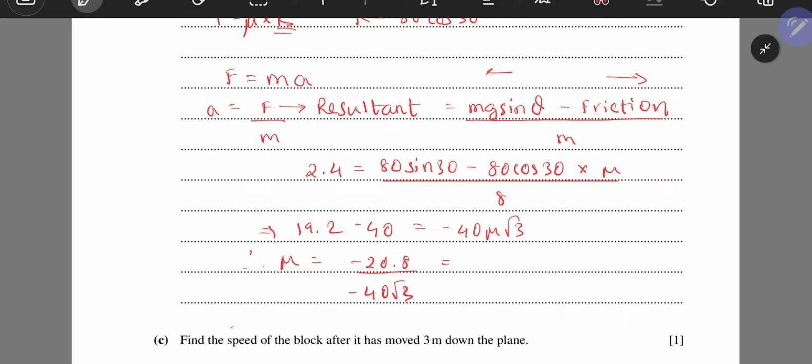Therefore, mu is equal to 20.8 divided by 40 root 3. So the answer is 13 root 3 by 75, which is rounded to three significant figures, 0.300 approximately. So that is the value of mu.